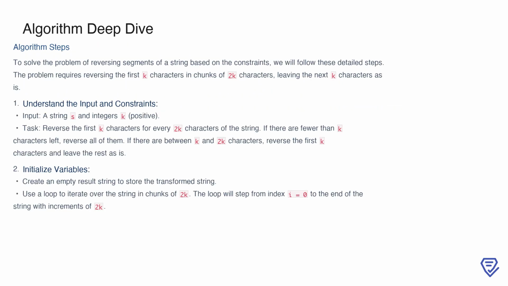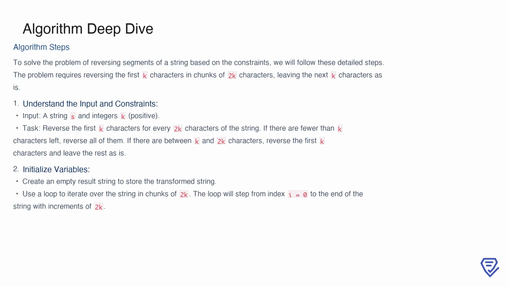To solve the problem of reversing segments of a string based on the constraints, we need to break it down into manageable steps. The task involves reversing the first k characters for every 2k characters in the string. For example, if there are fewer than k characters left in the string, we reverse all of them. If there are between k and 2k characters left, we reverse the first k characters and leave the rest unchanged.